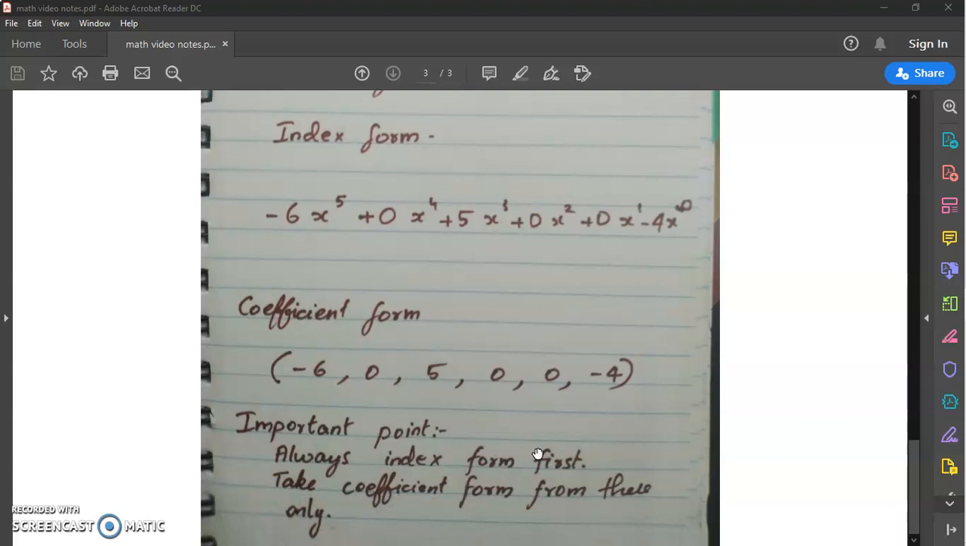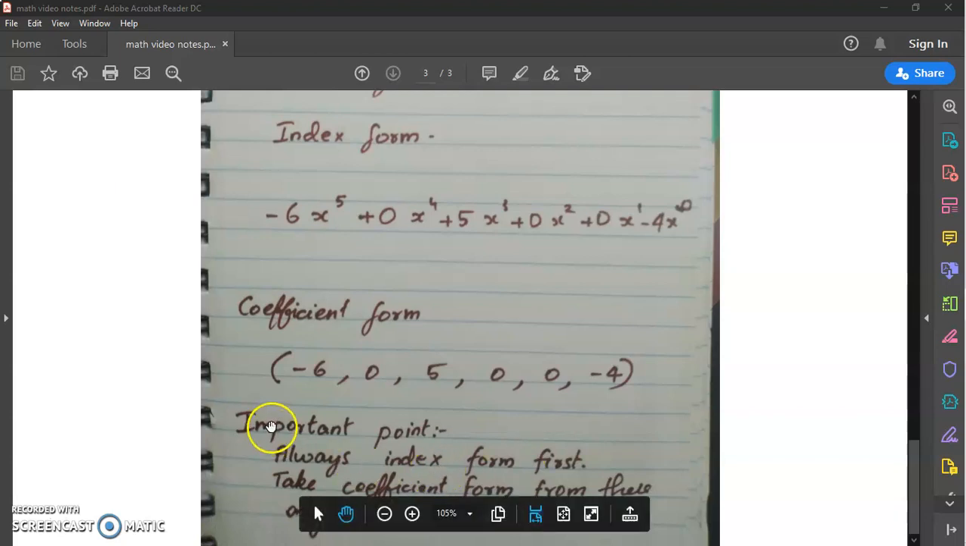I am sending one worksheet for you to solve. Make sure that you solve this. Okay. So basically, in the last two lectures, we learned about standard form, index form, and coefficient form. In standard form, you write the powers in descending order of what is given. In index form, you write in descending order, but whatever is missing, you add that also. In coefficient form, you take the coefficients from the index form and write them in a bracket. Simple, done, easy, 3 marks for your exams. Make sure that you do the worksheet so that it is clear for you.